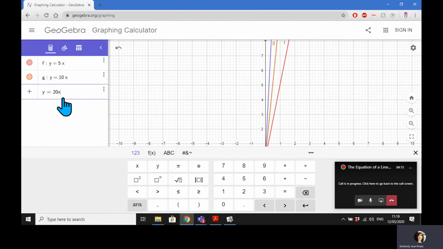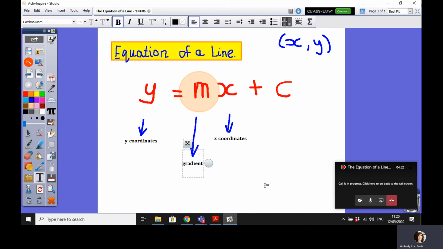First of all, I have increased the value of the gradient. The value of the gradient is the coefficient which is found with the letter x. So this gradient is 5, which represents this one. This gradient is 10, the second line. And this gradient represents 20. So if you increase your gradient, if you increase your m, the more steep the line becomes. That is basically the gradient of a line.